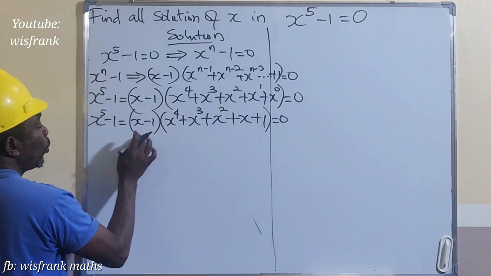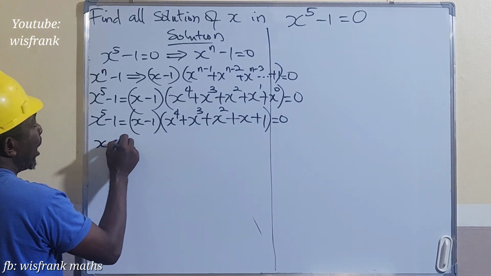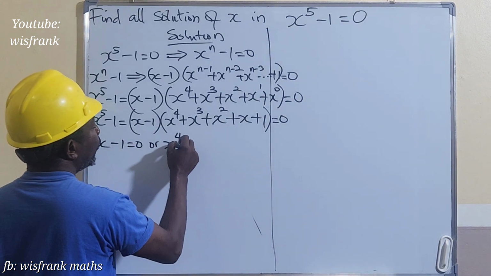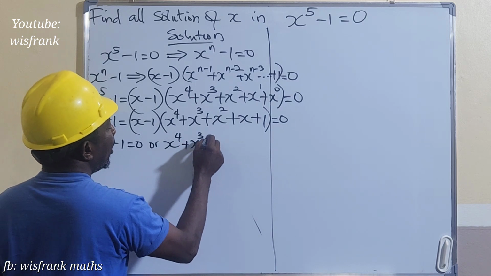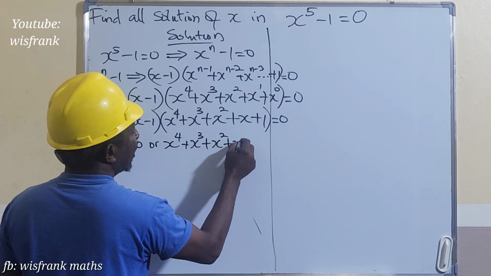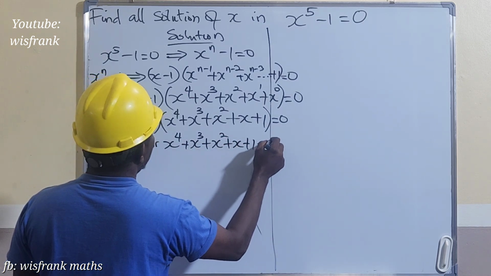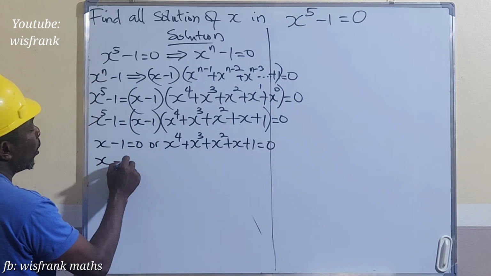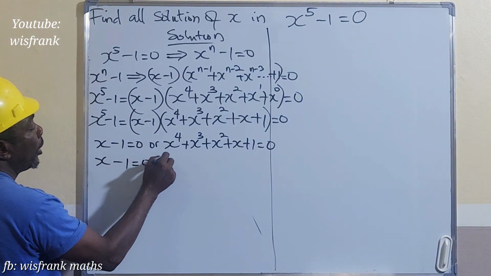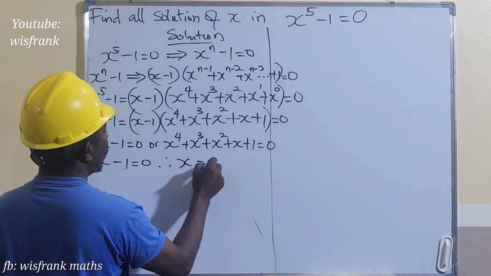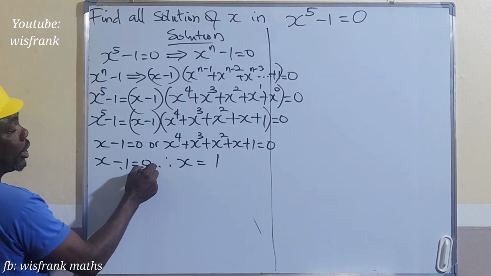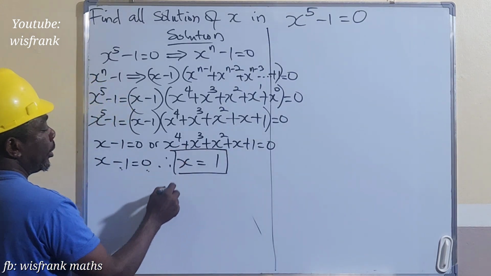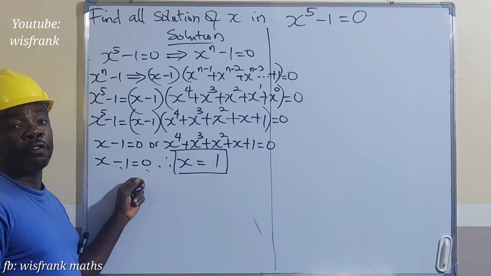So we take this one first. We have x minus 1 equals 0, or x to the power of 4 plus x to the power of 3 plus x to the power of 2 plus x plus 1 equals 0. For the first one, we have x minus 1 equals 0. Therefore, x will be equal to 1, because minus 1 will be transposed to the other side. We have x equals 1. This is the first solution of x.